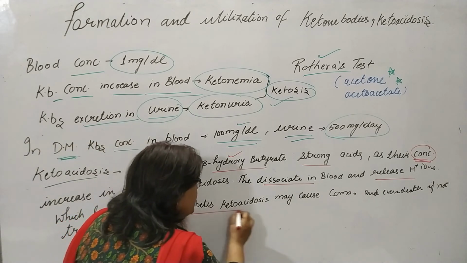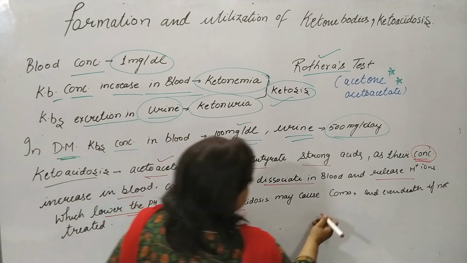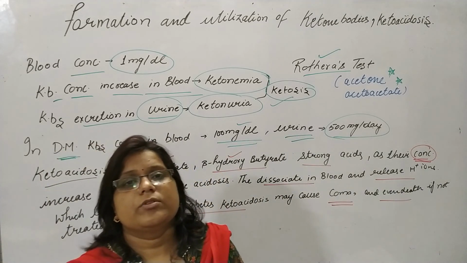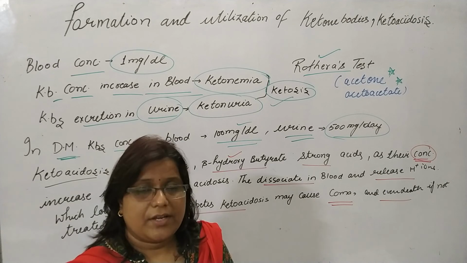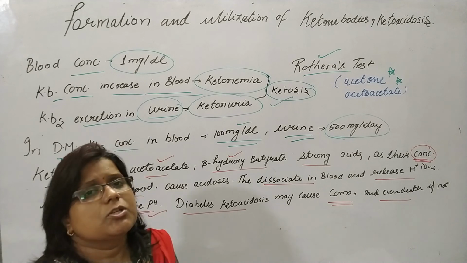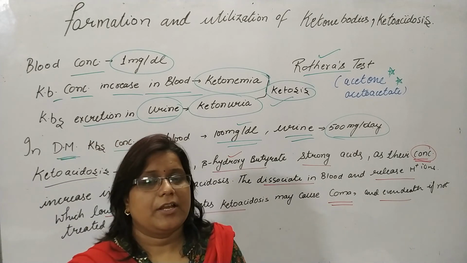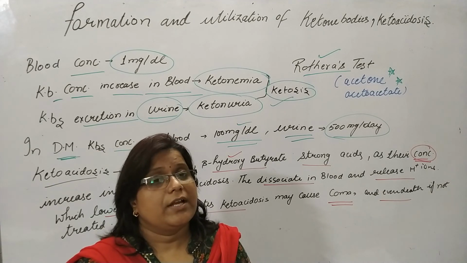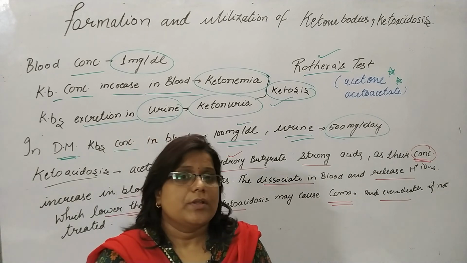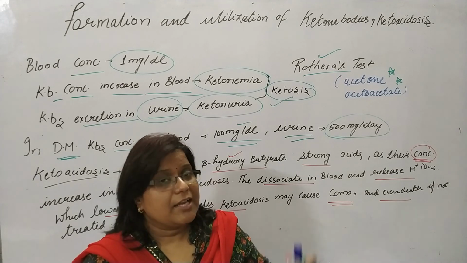If this ketoacidosis is produced due to diabetes, it may cause coma and sometimes even death. So ketoacidosis is really harmful because it alters our blood pH, and many enzymes cannot function, as we know that enzymes are very particular about the pH value. So this is all for the formation and utilization of ketone bodies and ketoacidosis.